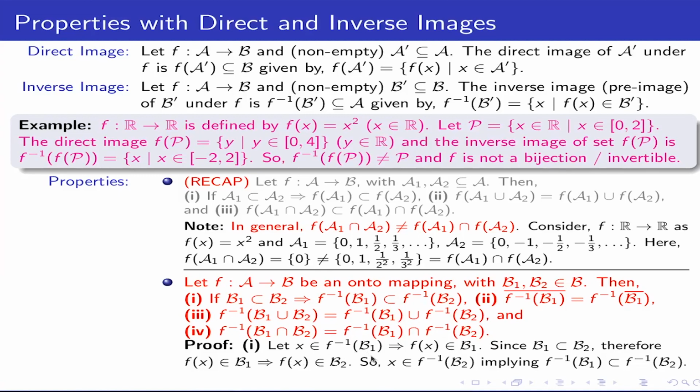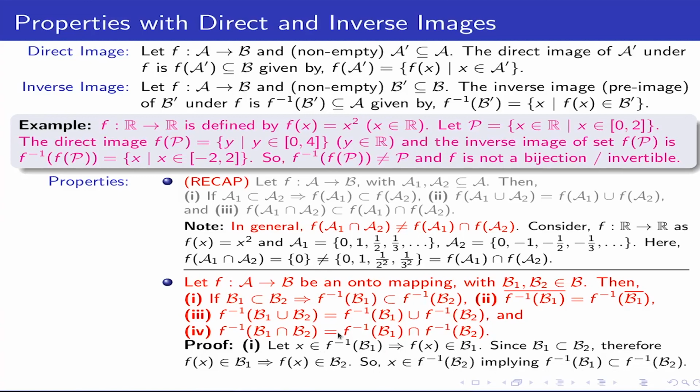So if x belongs to F inverse B1, then there exists an Fx. I need to prove that if x belongs to this, then this x also belongs here. So I started off here. If x belongs to F inverse B1, then Fx belongs to B1. Since B1 is a subset of B2, if Fx belongs to B1, then Fx must also belong to B2. So x belongs to F inverse B2. I started off with here, I reached here, implying that this is a subset of this.